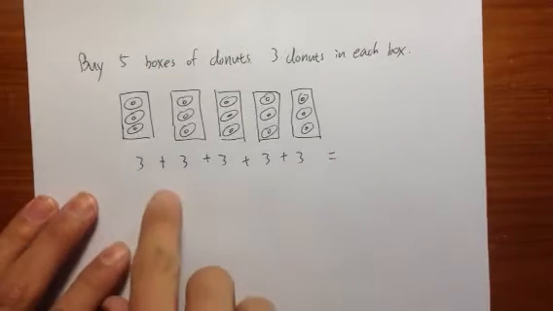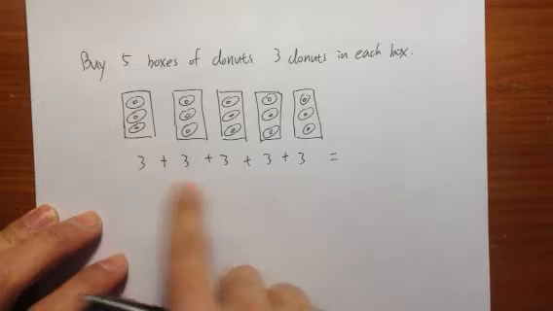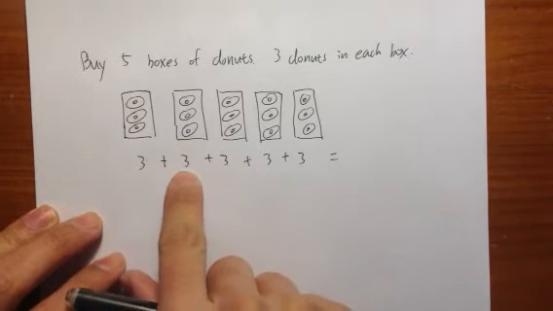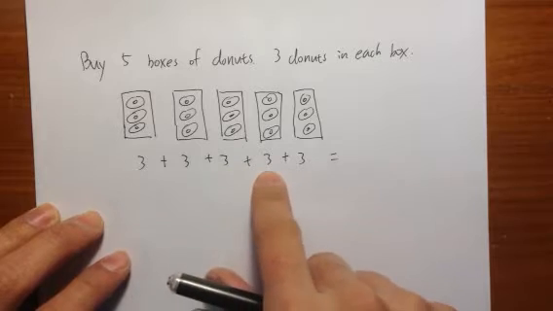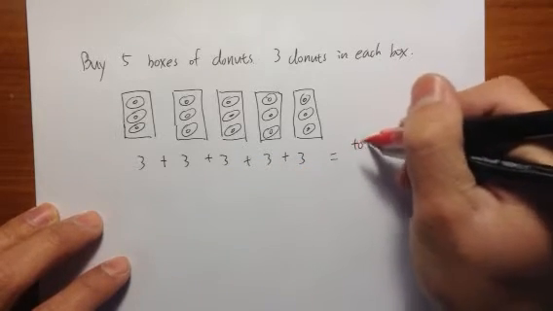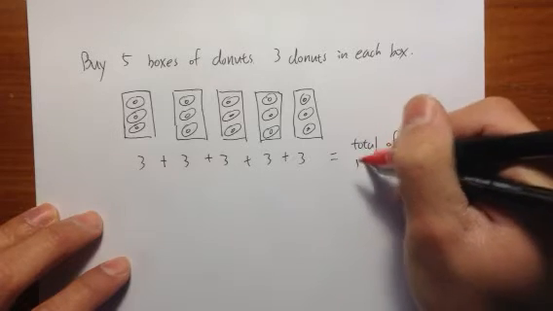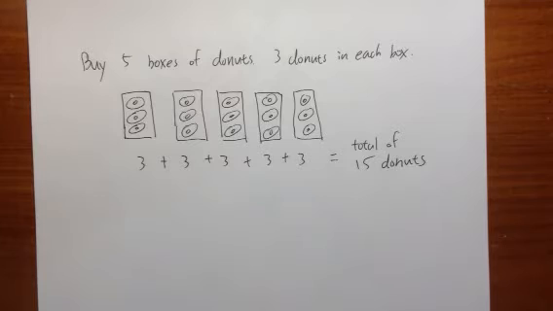Well, we just talked about addition. That's the idea of combining. So if you combine all this, 3 plus 3 is 6, and 6 plus 3 is 9, 9 plus 3 is 12, and 12 plus 3 is 15. So we have a total of 15 donuts, right?